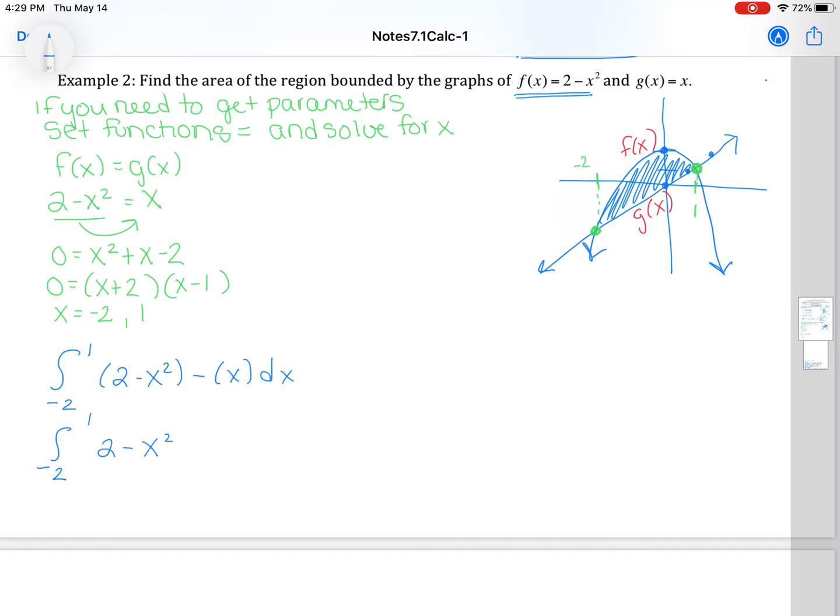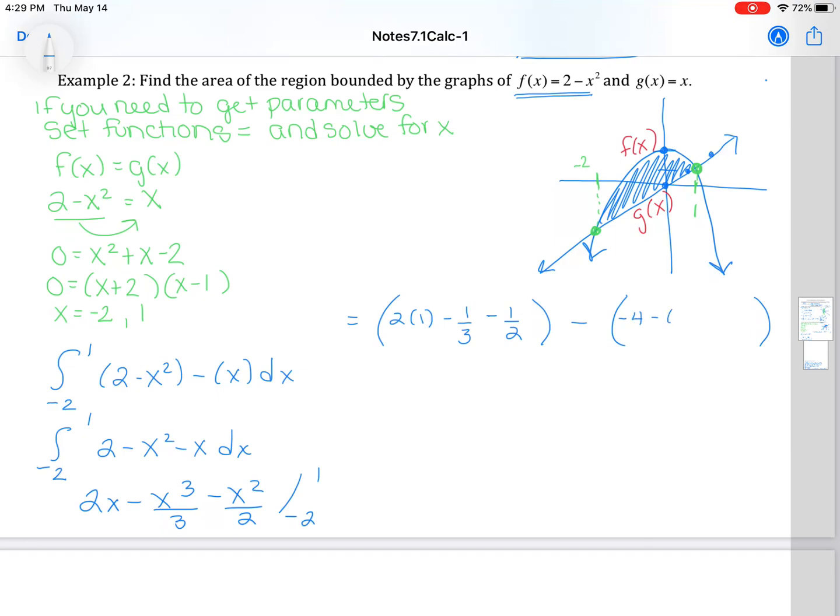Rewrite it one more time without any of those parentheses. And then when you get it down to that, now you can actually integrate it. So you get 2x minus x to the third over 3 minus x squared over 2. And we're going from negative 2 to positive 1. So now we have two parentheses. One of them you sub 1 in. And if you want to simplify them right off the bat, absolutely do that.